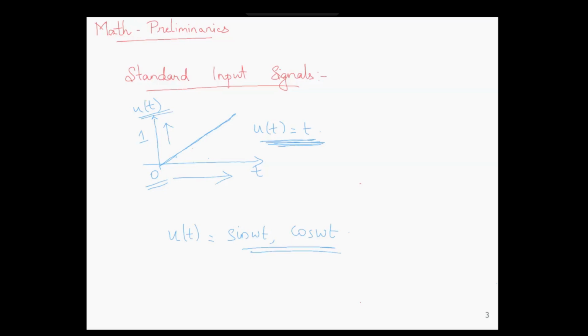We also give the input cos omega t or sin omega t, the sinusoidal inputs, to analyze the system. When we transfer it to the frequency domain, the frequency response can be analyzed and suitable information about the system can be derived. So these are also common inputs that are given to the system.